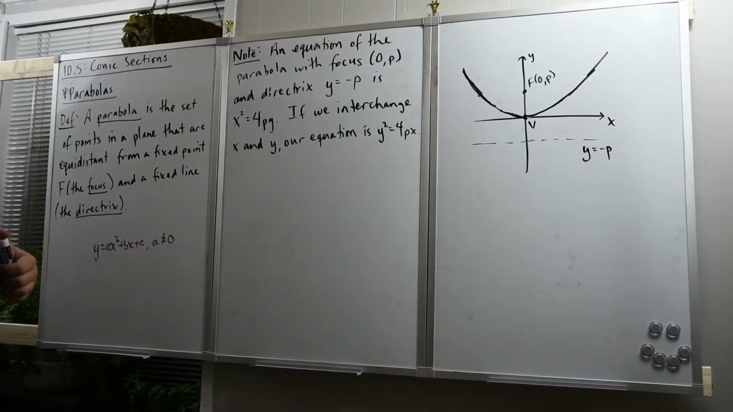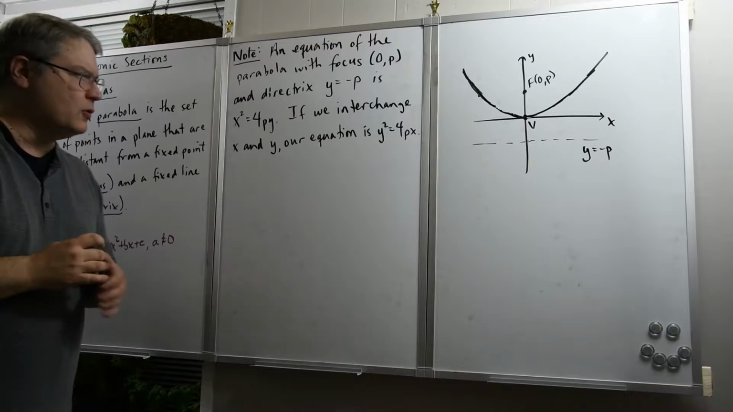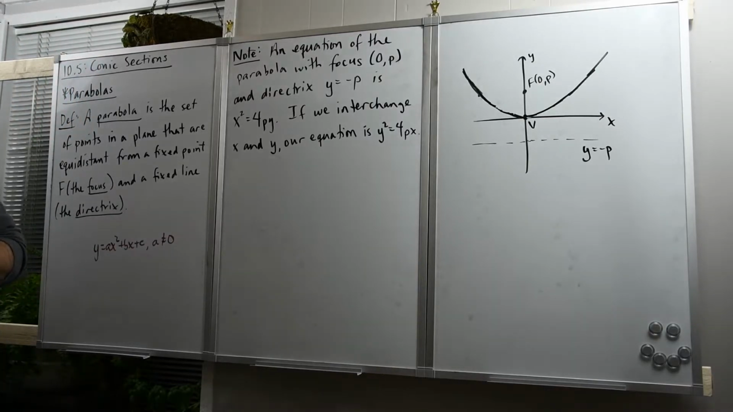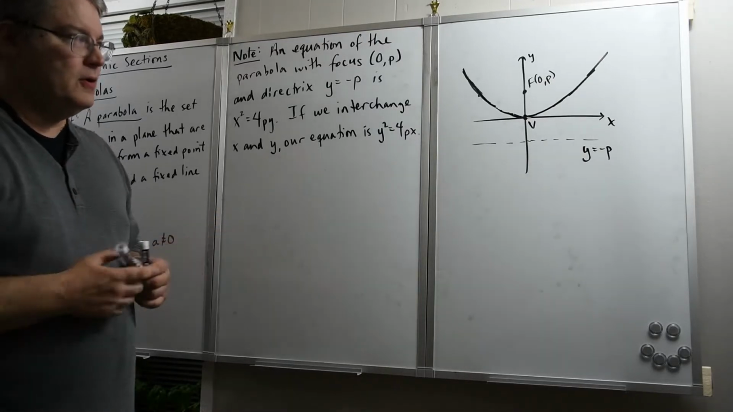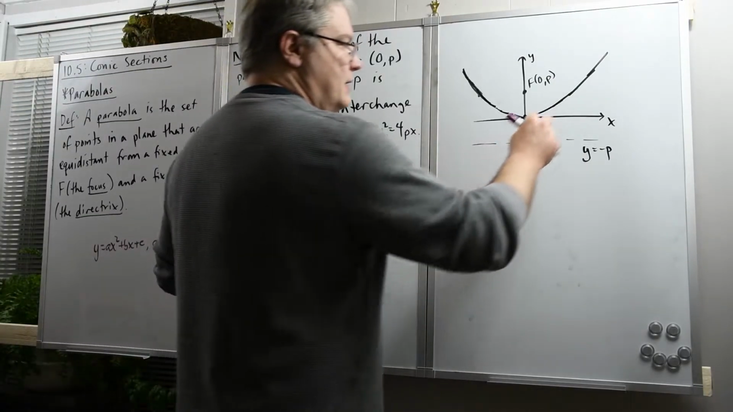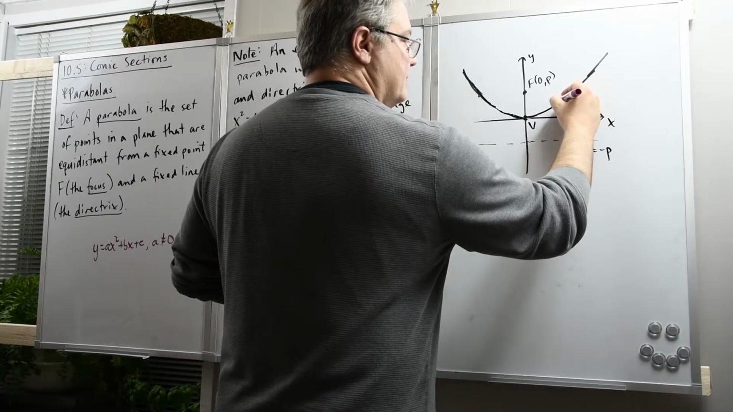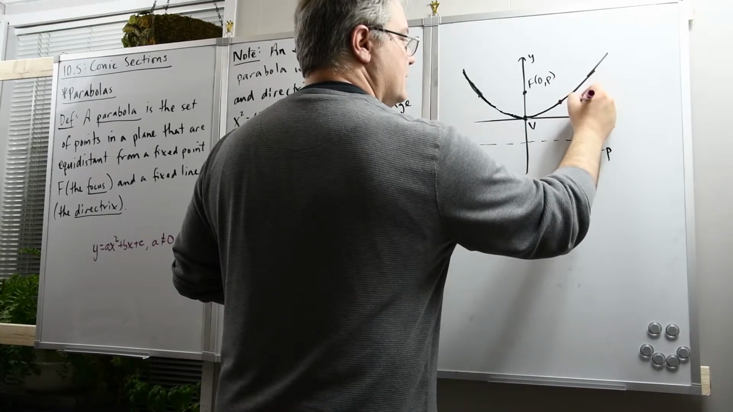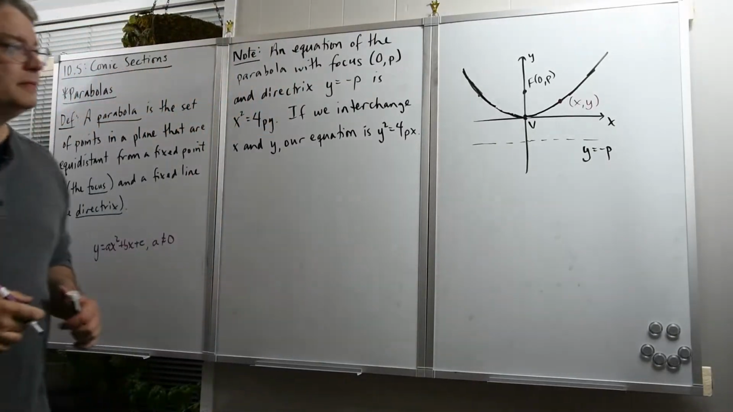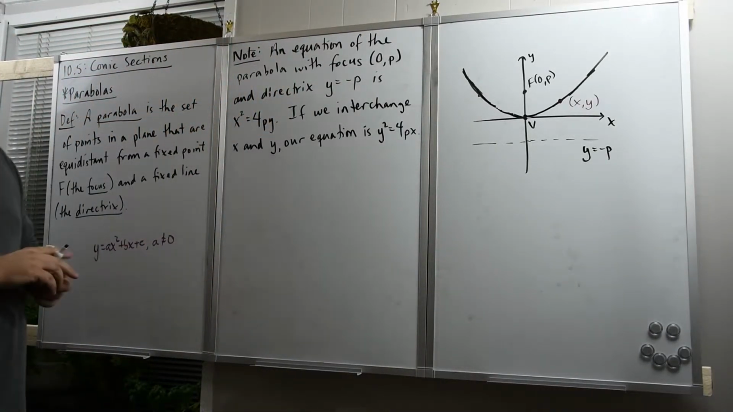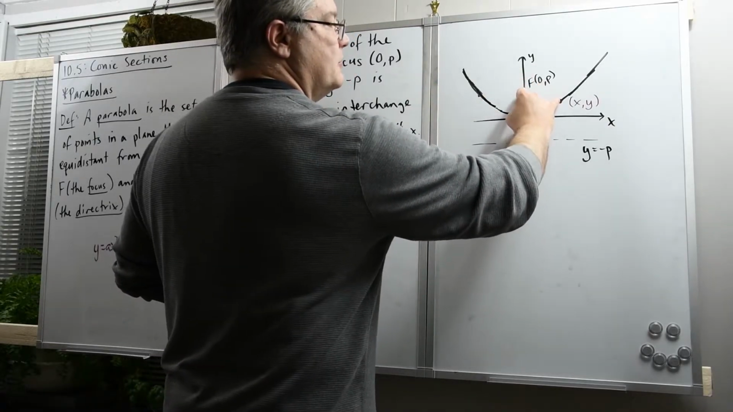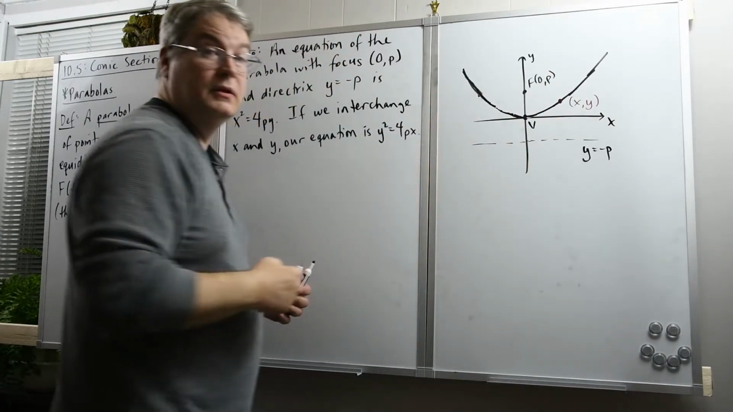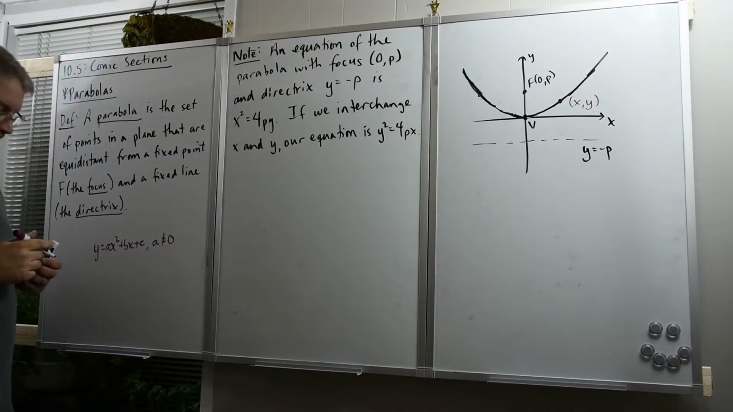All right, so we're interested in getting the standard form equation, which I'm claiming is x squared equals 4py. In order to show that this really is the case, we're going to take an arbitrary point on the parabola. And maybe this is the point we decide to settle on. We're just going to give it coordinates x and y. If we go back to the definition of the parabola, the distance from F to this point should be the same as the distance from that point to the directrix.